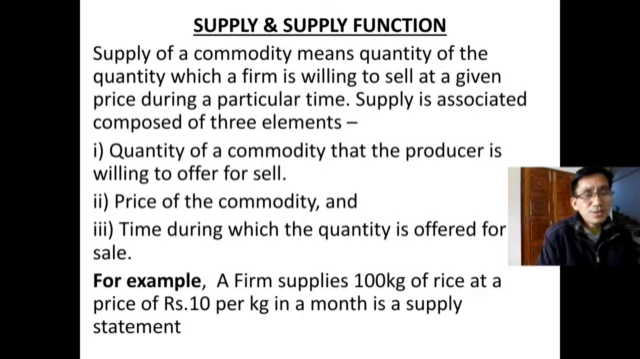So for example, a farm supplies 100 kgs of rice at a price of rupees 10 per kg in a month is a supply statement. Okay. The supply statement is that the farmer supplies 100 kg at rupees 10 per kilo of rice. That is a supply statement.